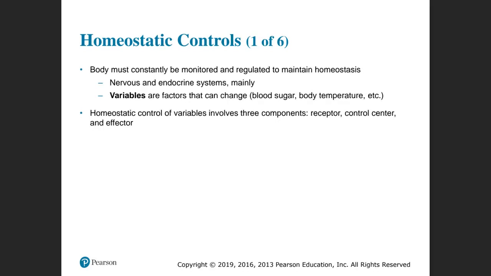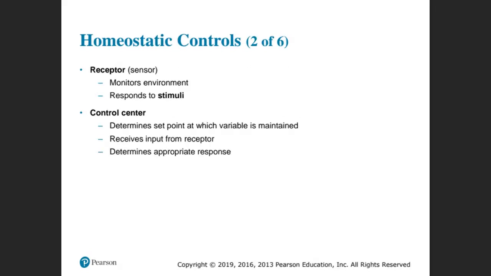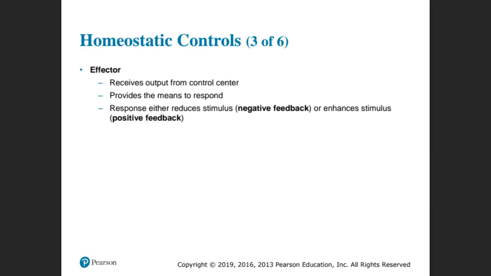These different feedback mechanisms will involve a receptor that detects the level of the variable, a control center that will integrate that information, and then an effector that will carry out the effects of the whole feedback mechanism. Receptors are like sensors that monitor the levels of the variable and then send that information to a control center. The control center will say, okay, this is what we're going to do. This is the response. And they'll send that response to the effector. And so this leads to the outcome.